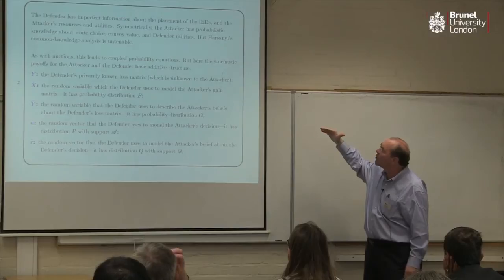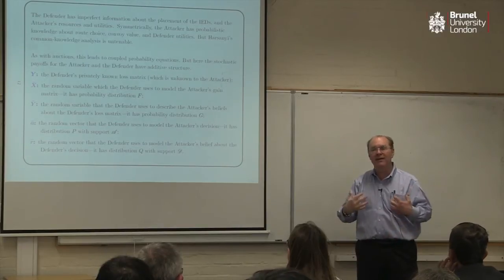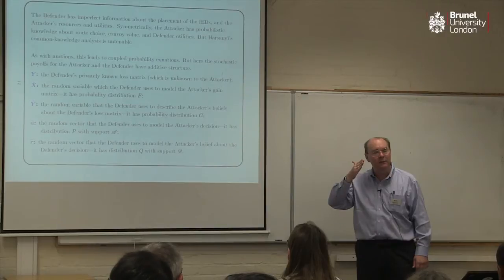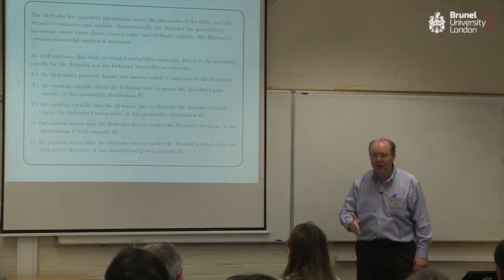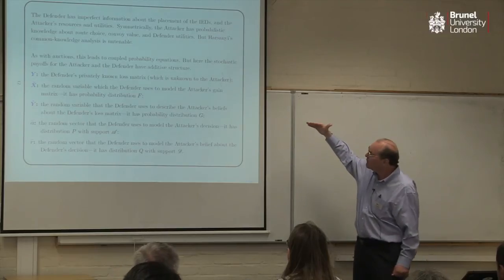So Y is the defender's privately known loss matrix, which is unknown to the attacker, but this is what Daphne really knows. She knows the value of her convoy, and she knows how bad getting damaged at vertex 1 is, how bad getting damaged at vertex 2 is, and so forth.